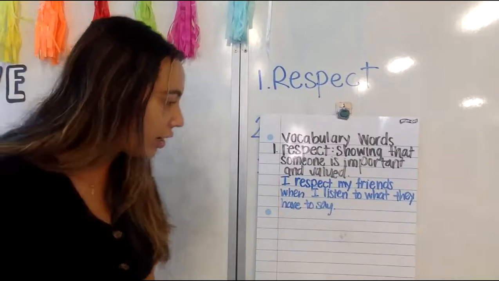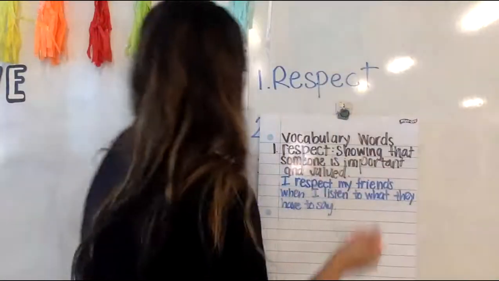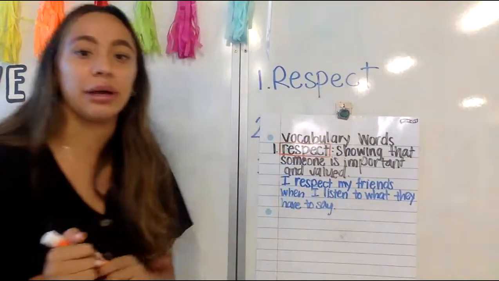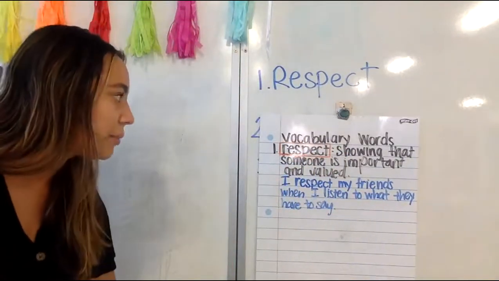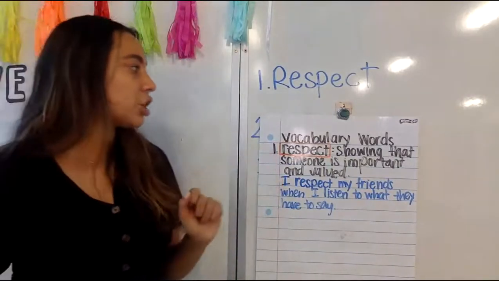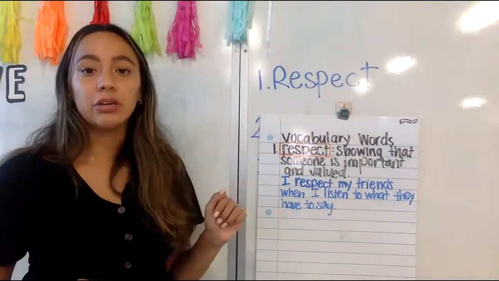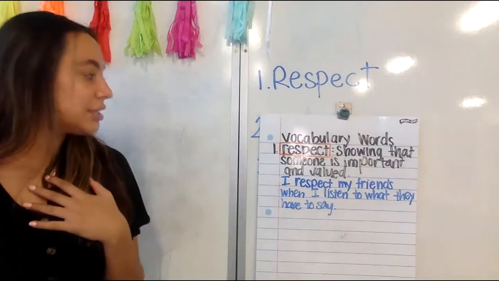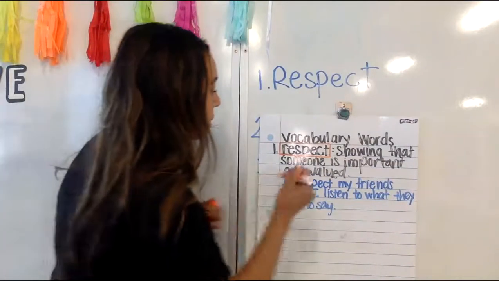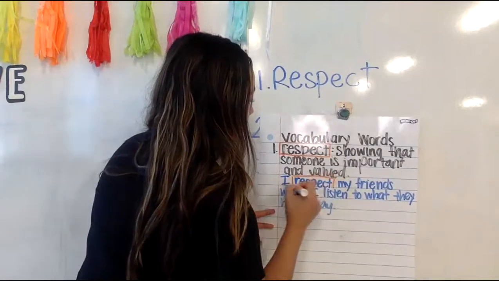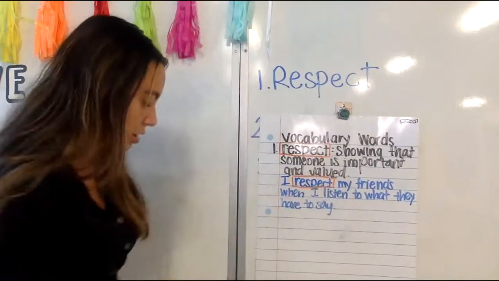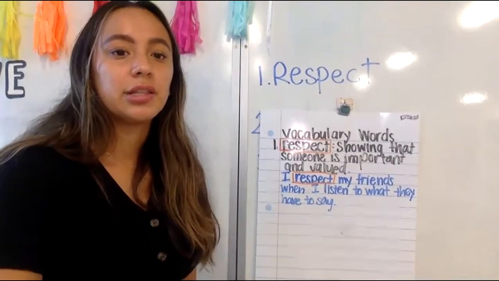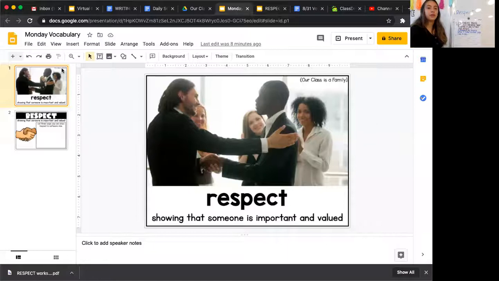So I'm going to go ahead and underline the word respect here so I can see. I'm going to put it in a little box. How about that? That way it really stands out. So vocabulary words, respect is showing that someone is important and valued. And then I have my sentence under it. I respect my friends when I listen to what they have to say. Let me box respect in my sentence as well. Okay. So let's go back to our screen.